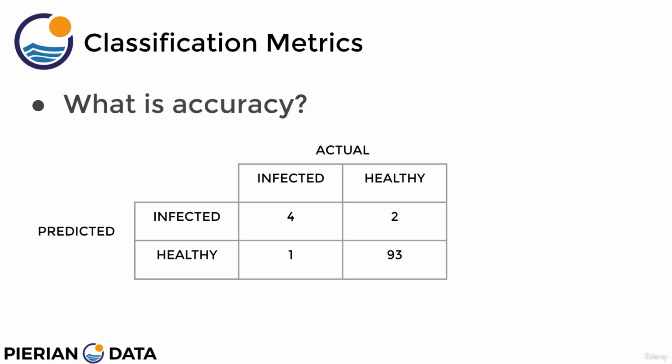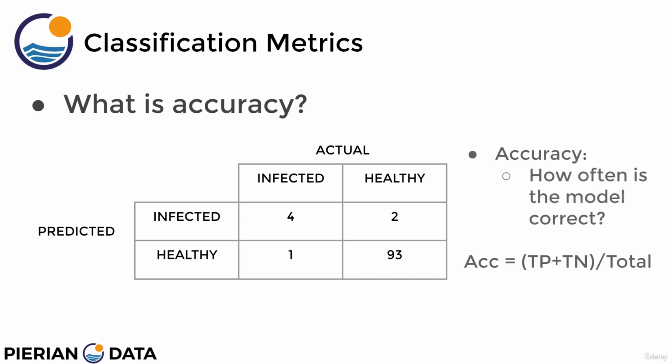The first one we're going to talk about is accuracy. And let's begin by discussing what is accuracy. You'll often hear things like, this test is 99% accurate. But what does that mean mathematically?